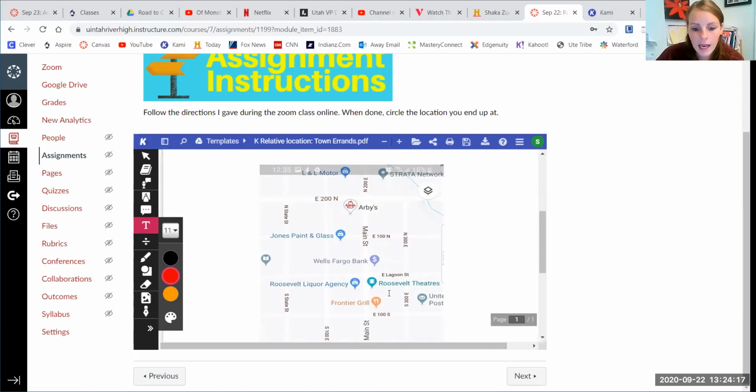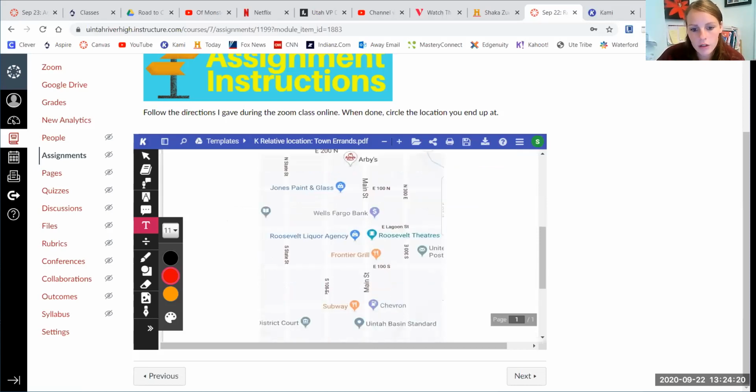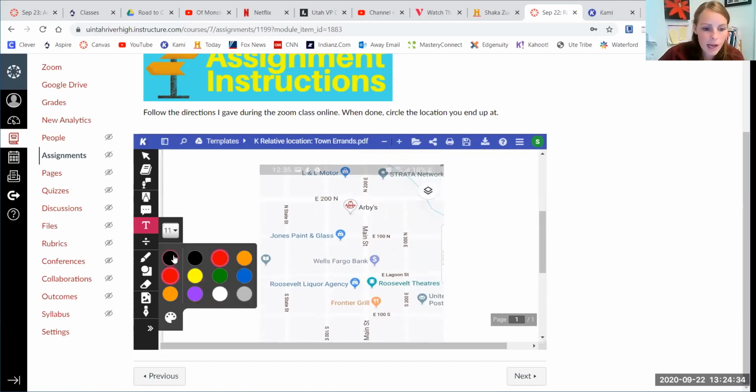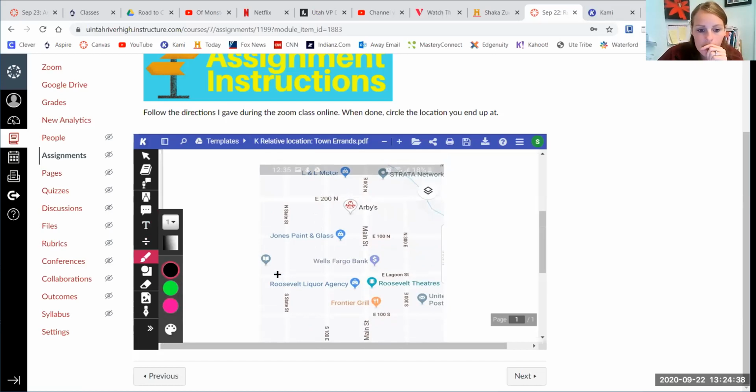Or it'll say South 100 East. So let me explain what that means. This is the very center point of Roosevelt. I did Roosevelt because a lot of people should know about Roosevelt, and I know Roosevelt best, better than other towns. So I'm going to draw a dot right in the middle.